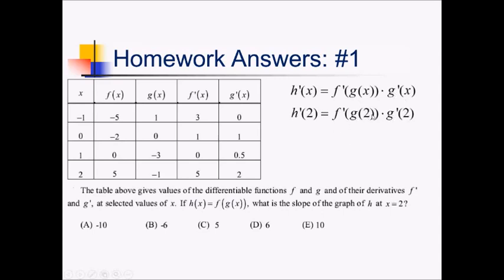Well, let's deal with g of 2 first, and then I'll do the primes later on. So g of 2 is going to be this negative 1 from the table here. So this is really f prime of negative 1 times g prime of 2. F prime of negative 1, we can also find that in the table. That's up here, that's 3. And then g prime of 2, that's going to be down here, that's actually also 2. So 3 times 2 then gives us 6, which is good for answer choice D.